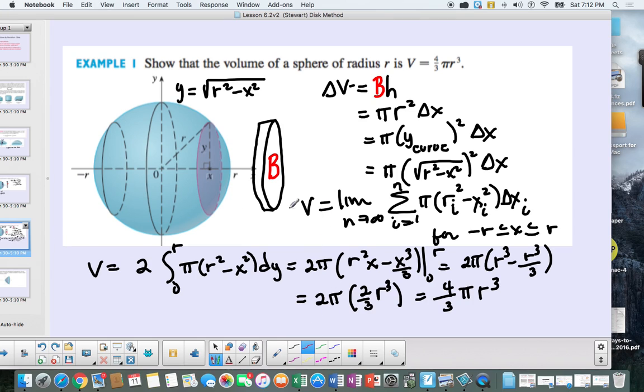Now you can see that I'm going to make the Riemann sum, the limit of all of these disks, and then I'm going to change it into an integral. Now what I've done is I've found the volume from here to here, and then I'm just going to double it. That makes my integration a lot easier. Now we're integrating with respect to x. I'm not sure why I put a y right here. And then I'm going to find the antiderivatives, use the second fundamental theorem of calculus, and then you can see I get my result right here.